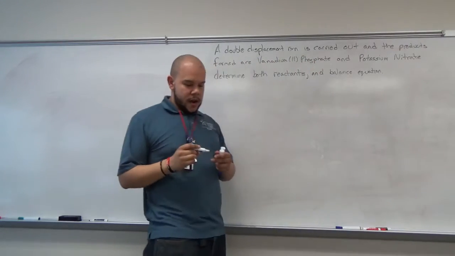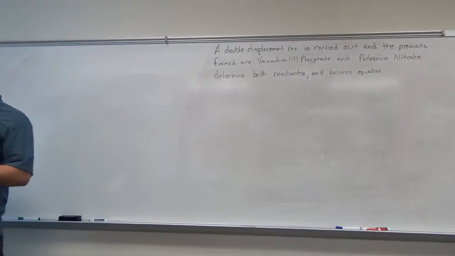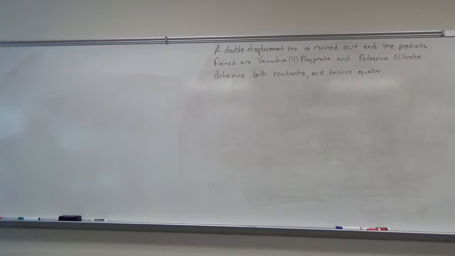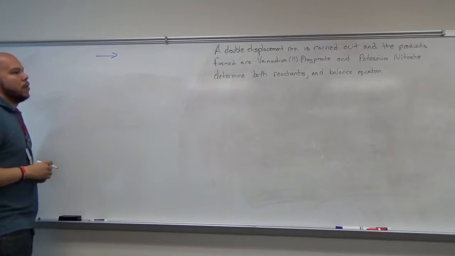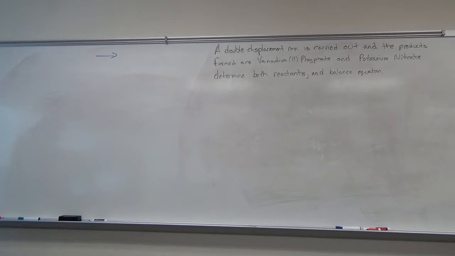First things first, then I'll give you the rest of the problem. So I'm giving you products. I'm telling you the type of reaction, and I'm giving you products. So why not write the products of the reaction? Vanadium is V2, meaning we have a 2+ charge on the vanadium. Phosphate is on the back. Polyatomic ion has a 3- charge.